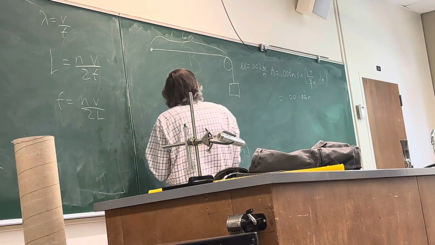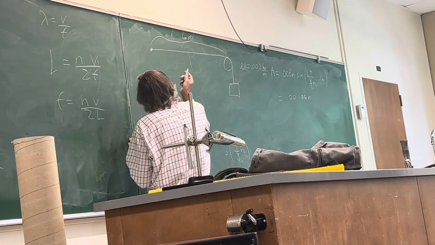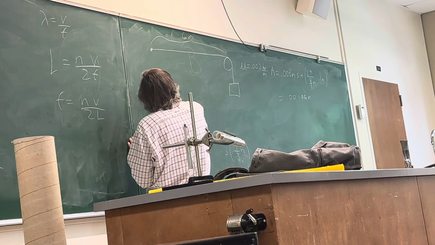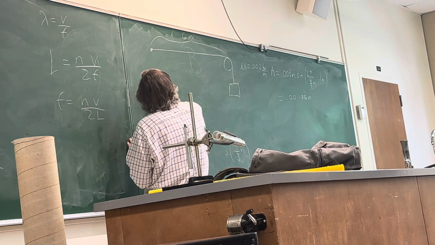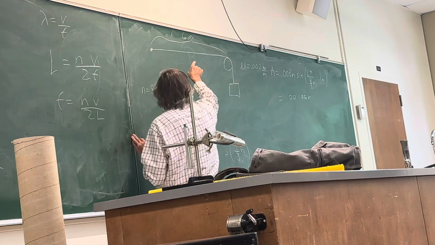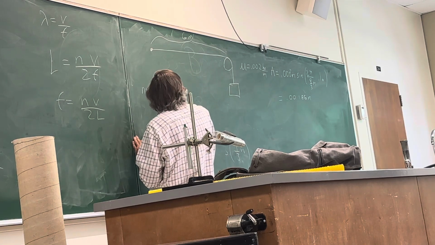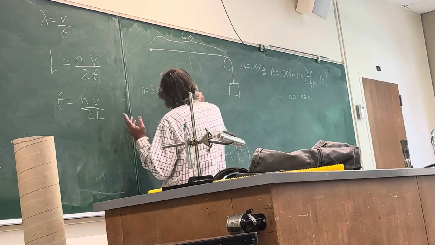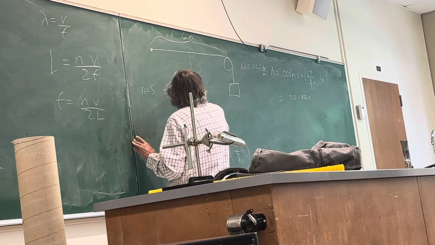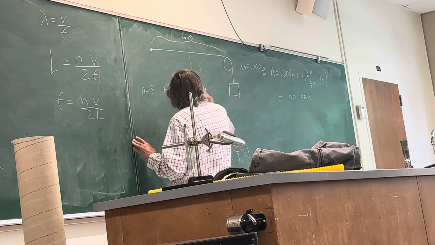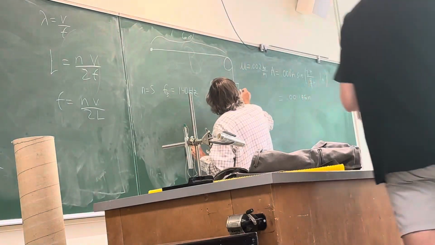And I noticed that the fifth resonance, the n equals 5 resonance, so I get 5 bumps on there. N equals 5 occurs when the frequency, which I could subscript as F5, is, let's say, 140 hertz. What's this mass going to be?